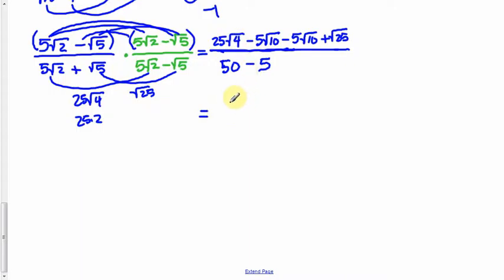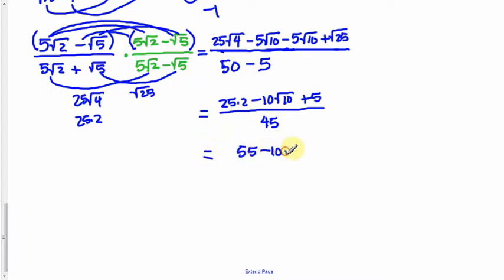Okay, simplifying, 25 times the square root of 4 is 25 times 2. Minus 5 root 10 and 5 root 10 makes minus 10 root 10. And then the square root of 25 is 5. Again, you could have gotten to this part much sooner. And 50 minus 5 is 45. So this is 50, and 50 plus 5 is 55 minus 10 root 10 over 45.